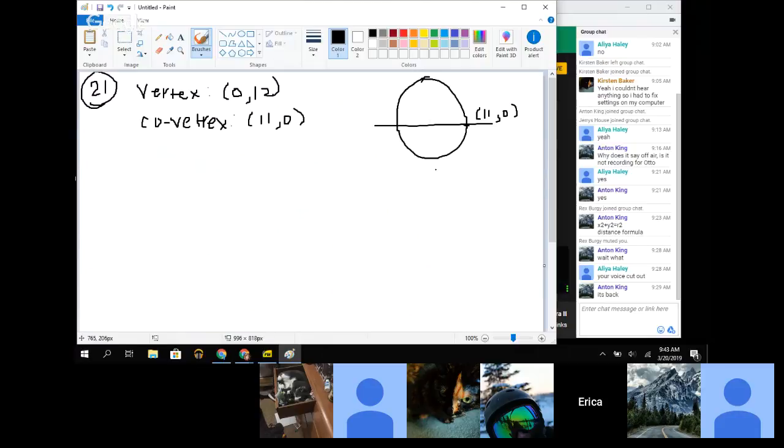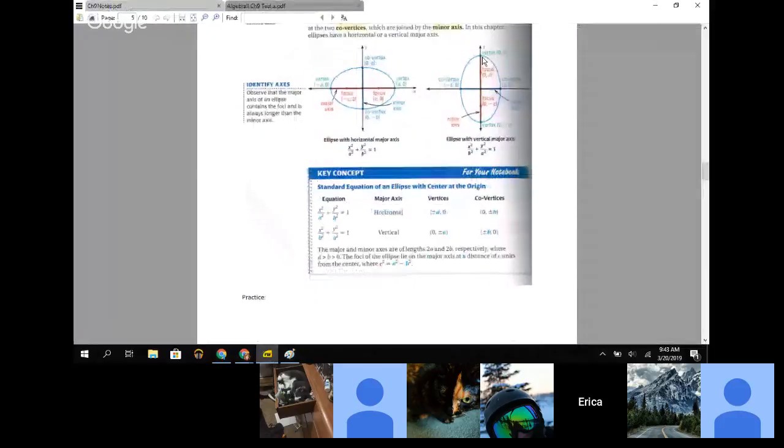This one is going to be at 0, 12. So this is actually going to be a vertical ellipse, and I can tell that because this number is bigger and that number is on the y-axis. Make sense? Okay, so I know this is what it's going to look like because that number is bigger. That means my A is 12 and my B is 11, and this is my equation.